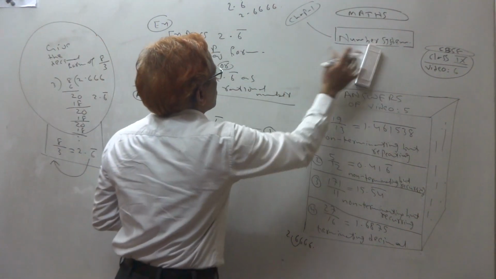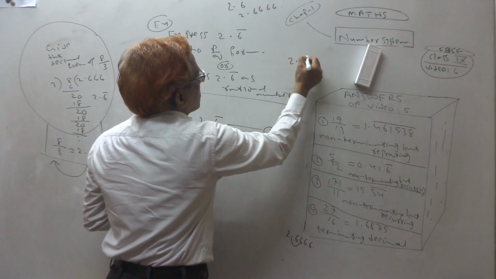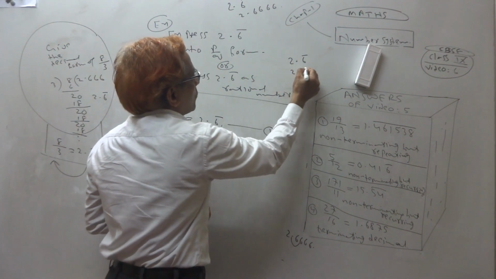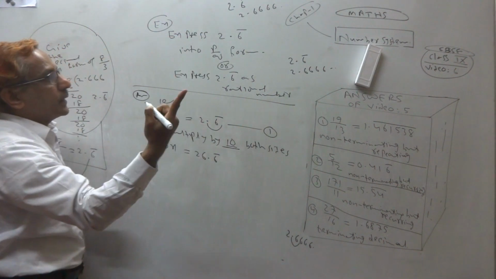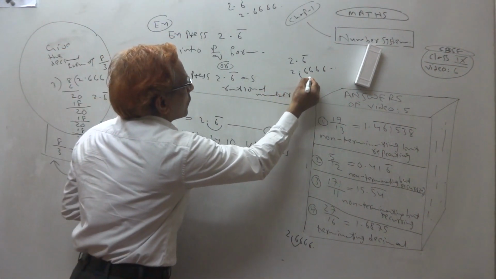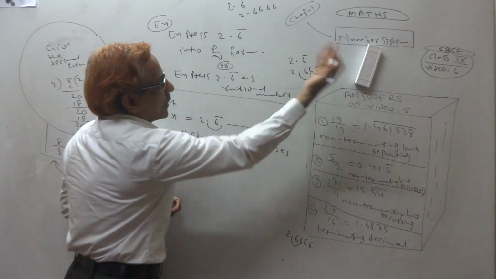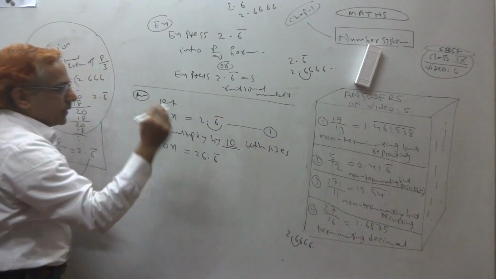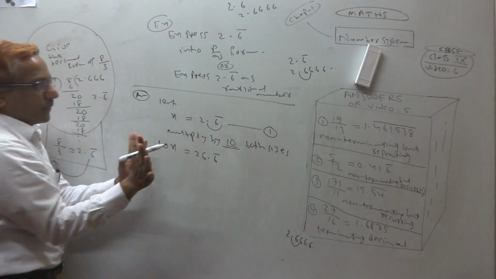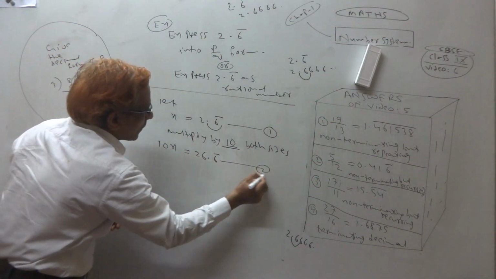If not clear, you see again here. It is like this, 2.6 bar. So 2.6666. When you multiply by 10, what happens? This decimal will move after one place. Right side it will move. So it becomes 26.6666. So 26.6 bar. This is second equation.